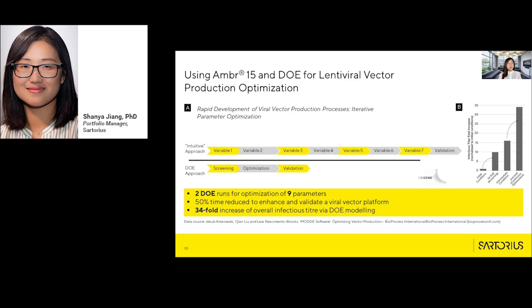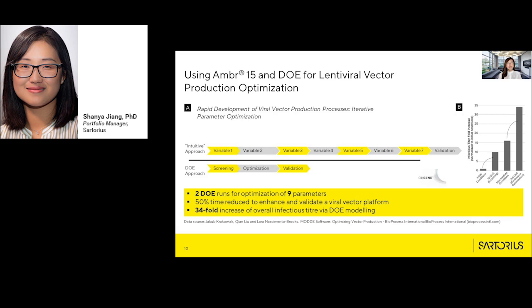Only 2 DOE runs were needed for the optimization of 9 parameters, with more than a 50% reduction in the total process development time. As a result, in Figure B, you can see the first round of DOE facilitated a 10-fold increase in infectious titer compared to the initial process. Those data informed additional improvements to cell density and media components made in separate experiments, shown as intermediate conditions. Finally, optimizing the process parameters during the second round of DOE delivered infectious titers up to 34-fold greater than the initial conditions.